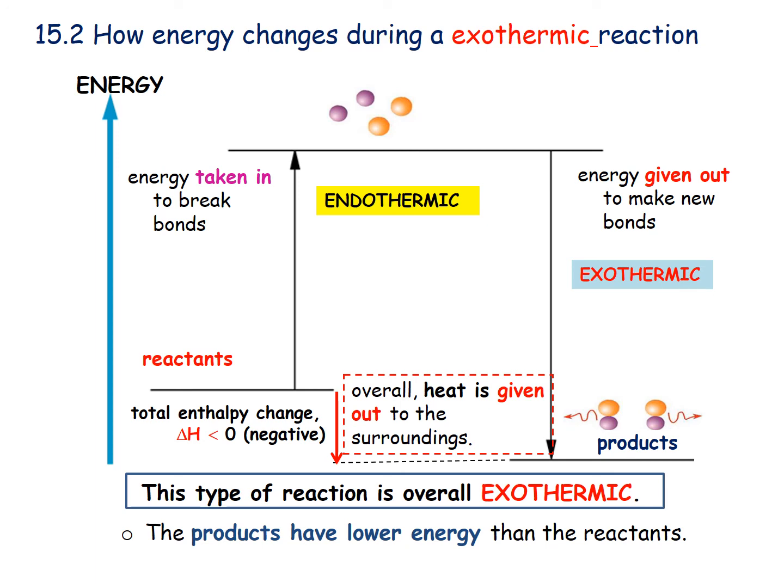So this extra energy given out is called enthalpy change, represented by the symbol delta H. Now, since the energy of the products is lower than the energy of the reactants at the beginning, this difference in energy, which comes from the chemicals themselves, is given a negative sign. So delta H is negative.